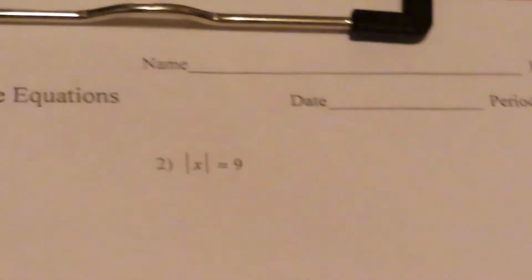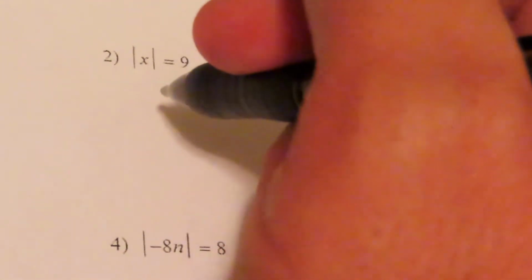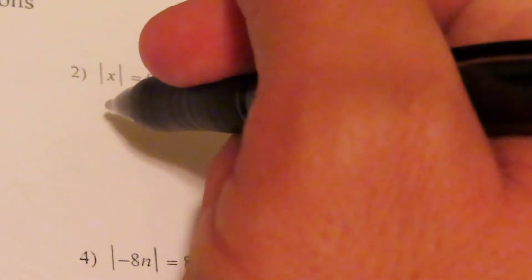Alright, so we're going to start here with number 2. Absolute value, remember, always has a positive and negative solution. And so we basically bring down the first equation.